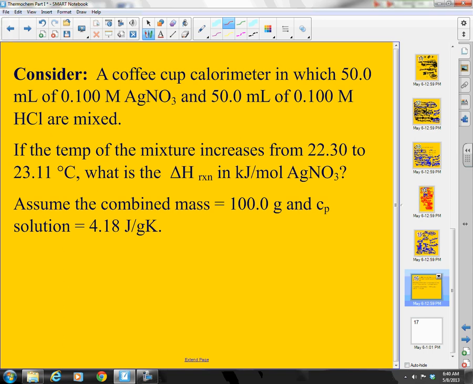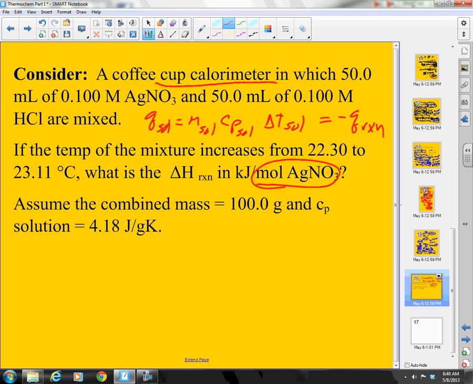Well, what do we have here? Coffee cup calorimeter. That means we're going to go with Q of solution equals M solution, C sub P solution, delta T solution. And then we're going to say that that is all equal to negative Q reaction. And then I'm going to divide that Q reaction by moles of something. And what do I want this time? I want moles of silver nitrate, and that's what we're going to do.